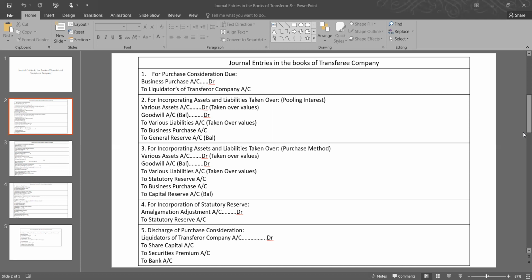Discharge of purchase consideration will be the last entry. Liquidators of Transferor Company Account debit to Share Capital Account, to Securities Premium Account, to Bank Account. So these are the journal entries we need to pass in the books of the transferee company.